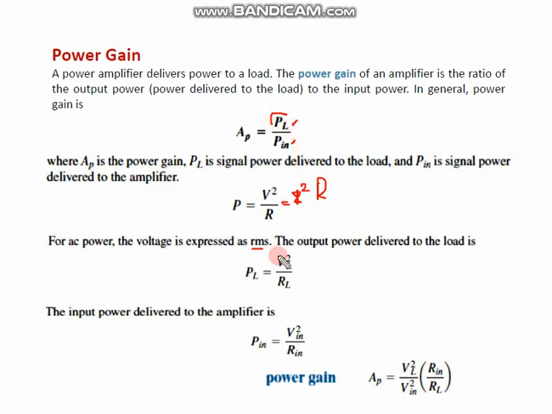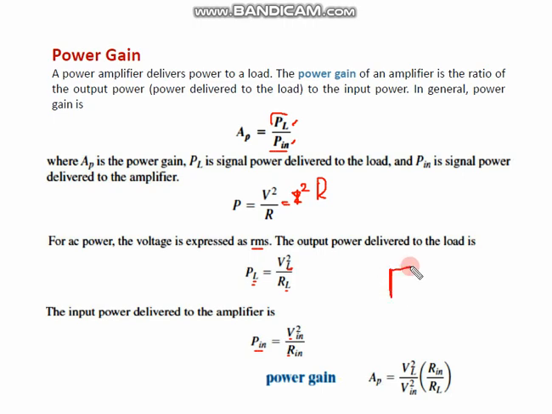So we can define the power delivered to the load by this equation, which is equal to V square divided by R, but I'll put this L subscript to denote the power to the load. Similarly, I can define Pin by V square over R, putting the subscript in to denote that this is input power.